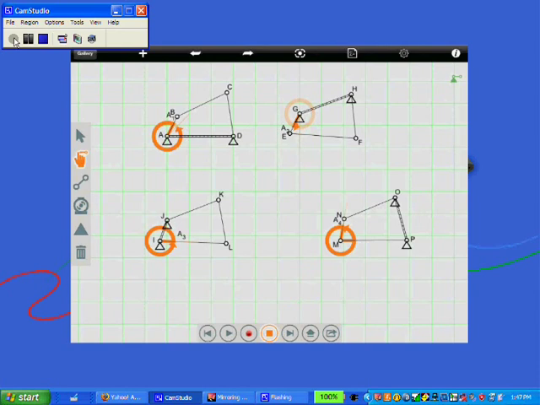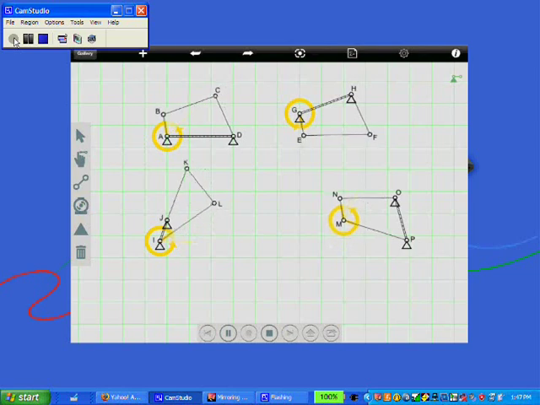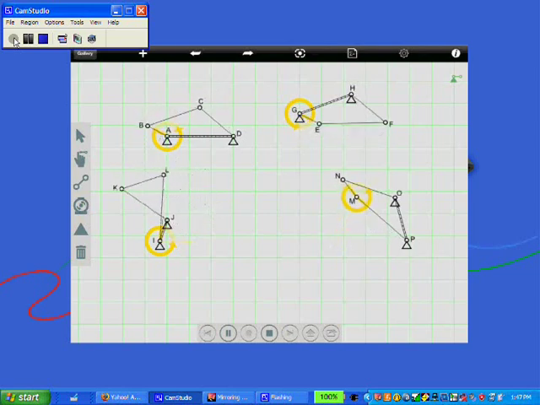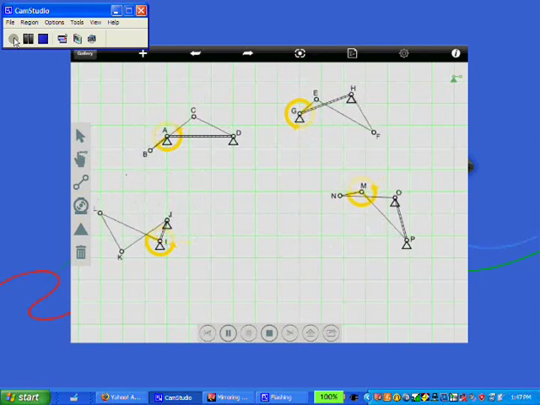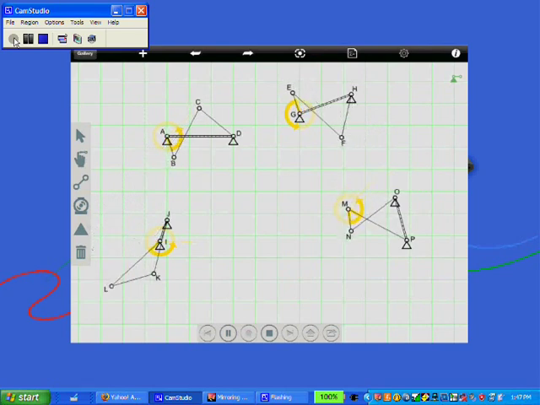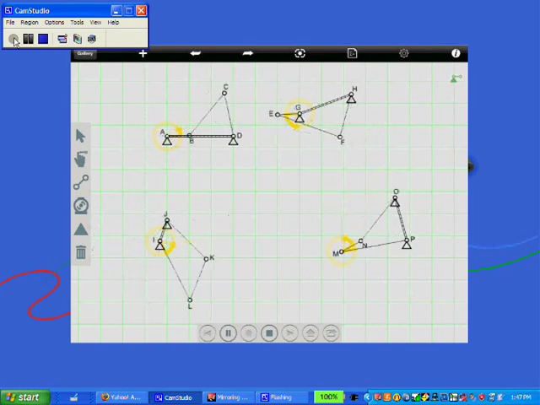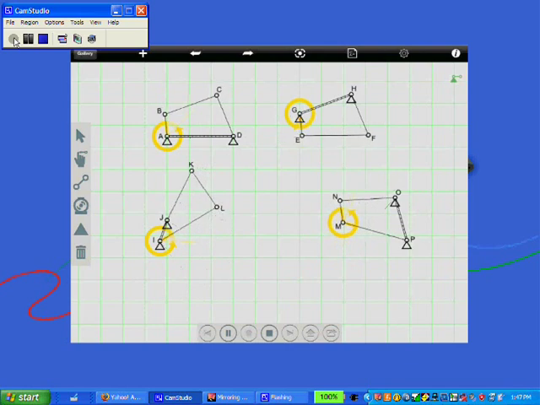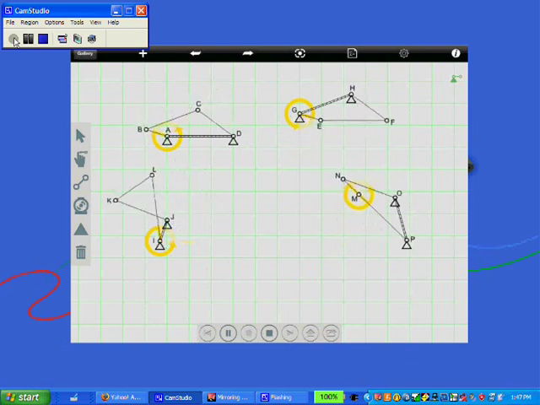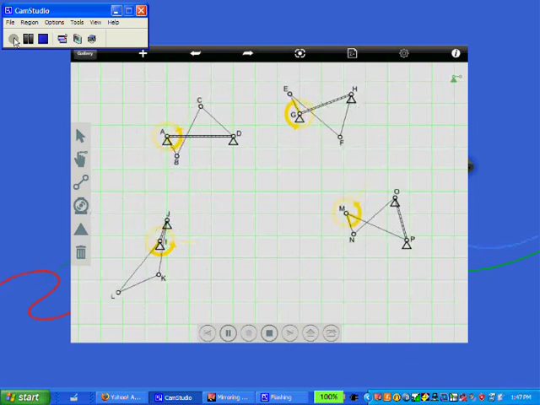So as you see in the top left figure, link AD is grounded, and in the other figure to the top right, BC is grounded. So AB is the crank, and I'm going to go ahead and start this motion for each of these. And so we can see here in the upper left, where we have a crank rocker, the crank AB going around a complete revolution, and then we have the rocker CD, which is just rocking back and forth.